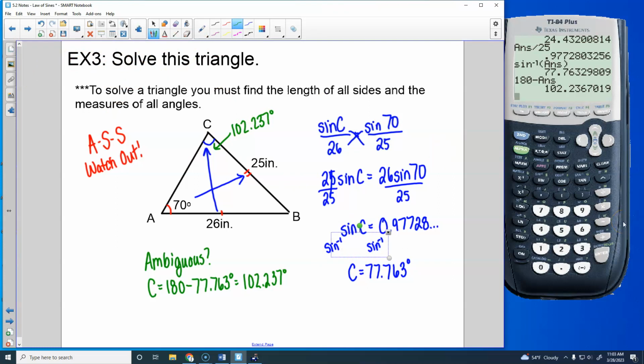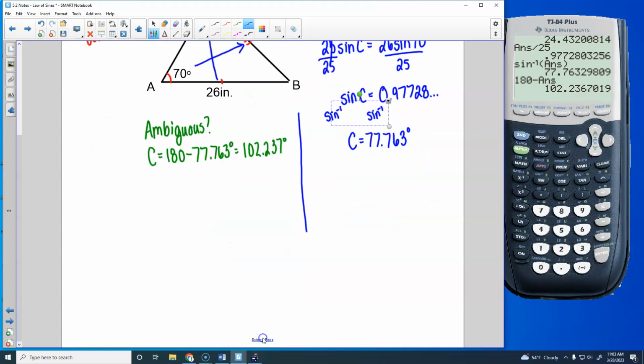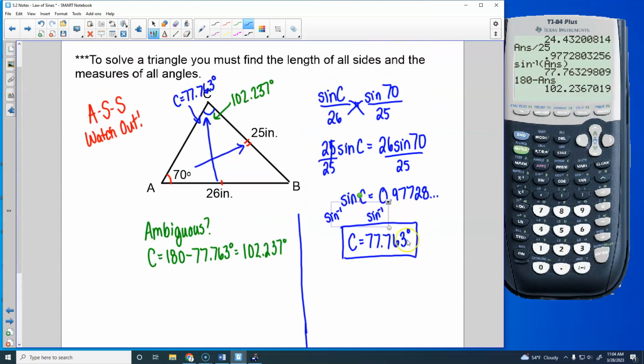So this is a super huge pain in the behind, because what we're going to have to do, particularly if it is a solve the triangle problem, is solve it twice. All right, so I'm going to split my page in half here. And so we are going to work first from the assumption that C equals 77.763.